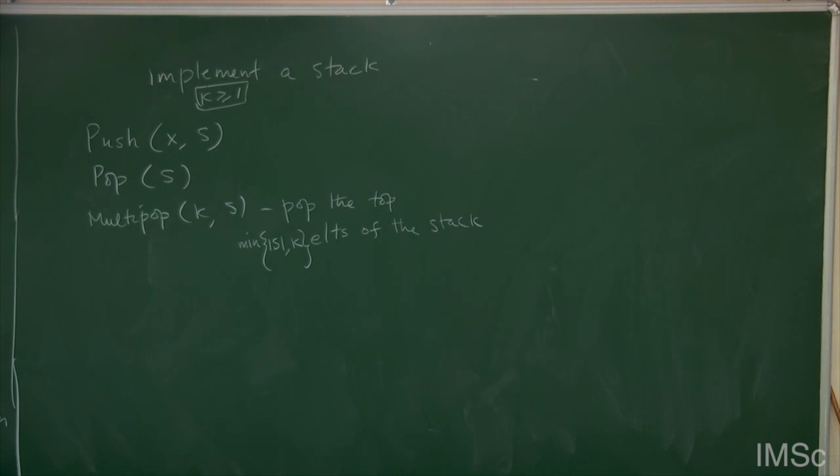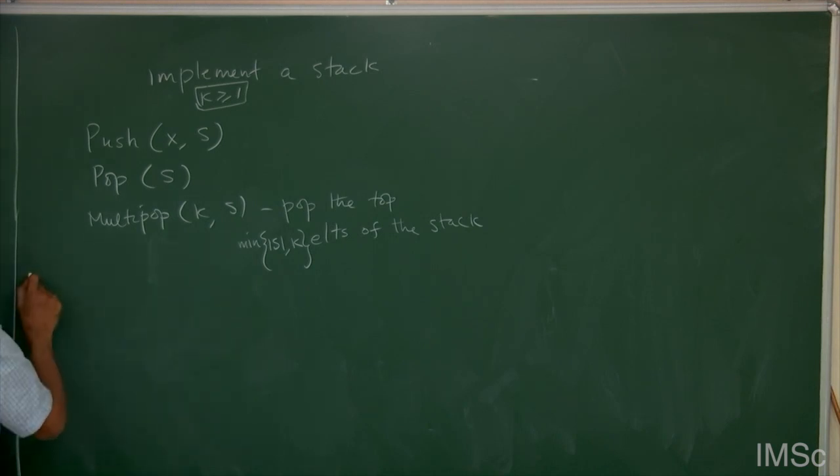So how would you implement it, and what are the worst case complexities of these operations? How do you implement a stack? Generally, you use an array or a linked list. You just have to have a pointer at the head of the linked list, and so push and pop will take constant time. You just move that pointer in the right or left direction. And multi-pop will take time k in the worst case.